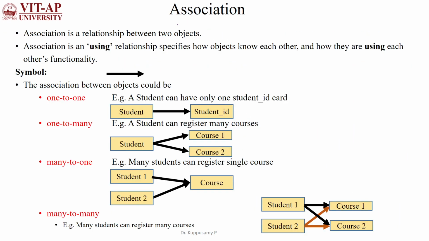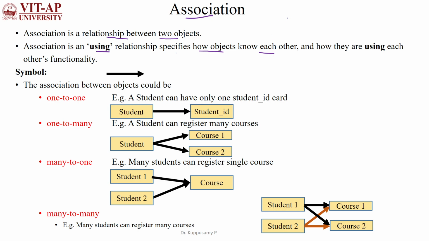Here, the first term is association, to represent the relationship between two classes. It represents the relationship between objects of these classes. Association is a using relationship which specifies how objects know each other.